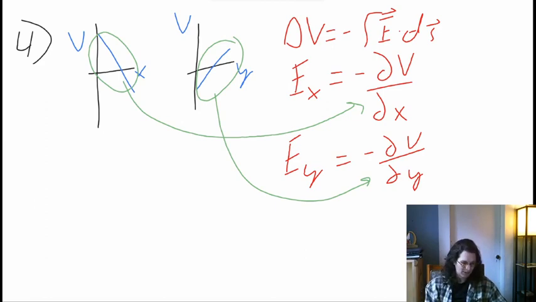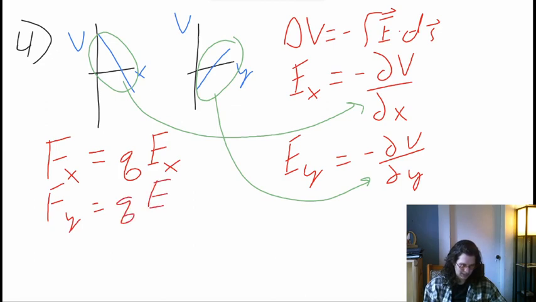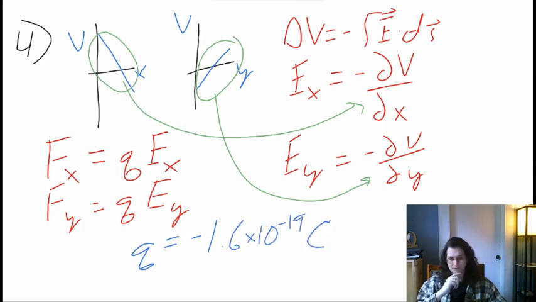But in general, if I wanted to find, say, the x component of my force, I would just do q times E sub x. And if I wanted to find the y component of the force, it would be q times E sub y. And then the only thing that I need to make sure that I do here is note that I have an electron. So for an electron, q, the charge, is negative 1.6 times 10 to the negative 19 coulombs.